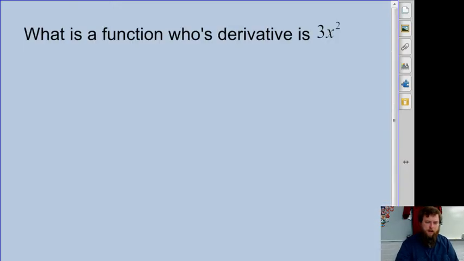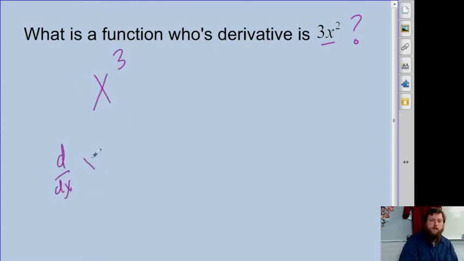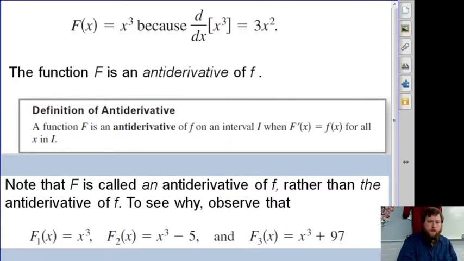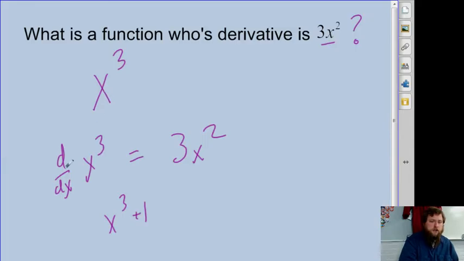Let's begin. If I'm going to ask you this question, what's a function whose derivative is 3x squared? You think about that and you might get the answer of x cubed, because the derivative of x cubed equals 3x squared, following the power rule. Cool. Maybe you got something else too. Maybe you got x cubed plus 1. That would also work.